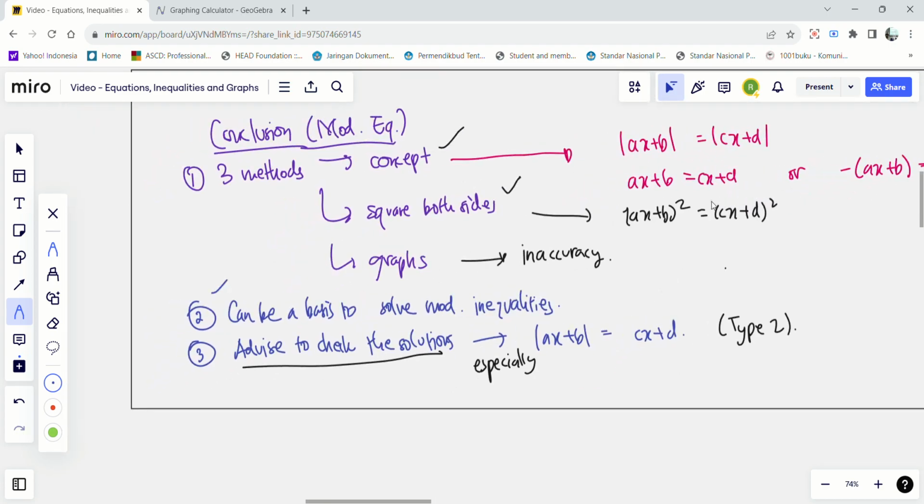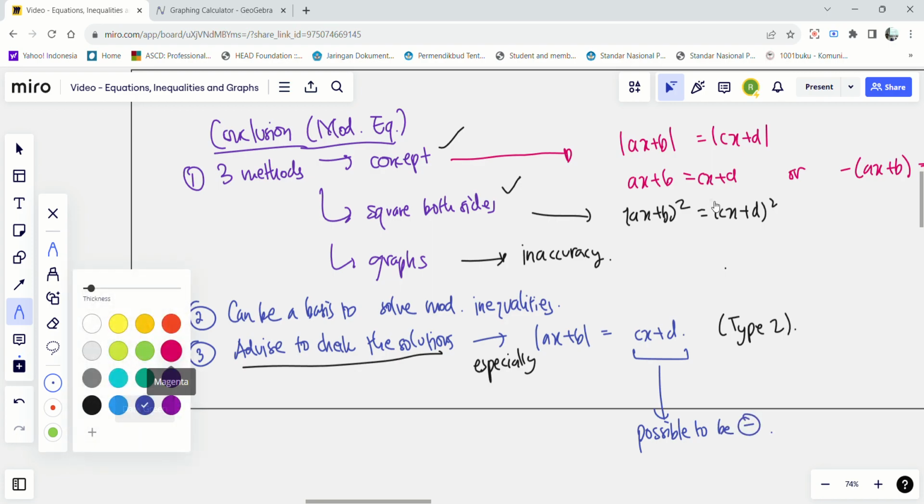The second conclusion is that the way we solve modulus equations will be the basis for us to solve modulus inequalities later. It will not be exactly the same, but you will need the concept. And then the third one, you are advised to always check the solutions, especially for type 2. Why? Because in type 2 this part is possible to be negative, so you have to be really careful.